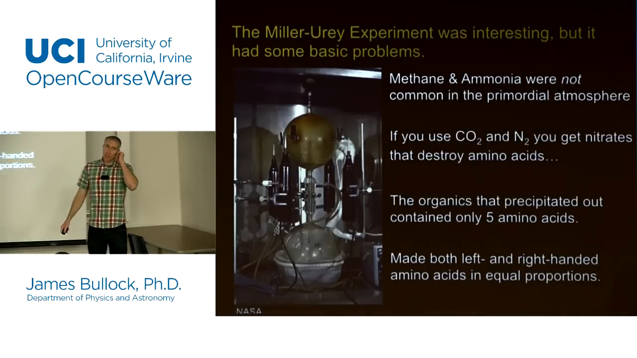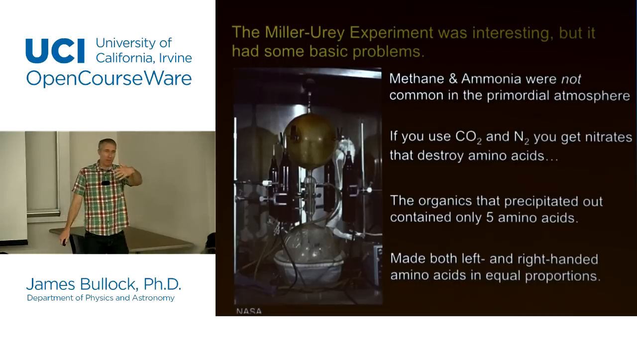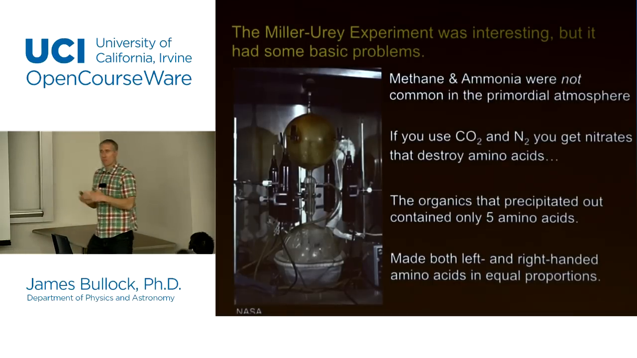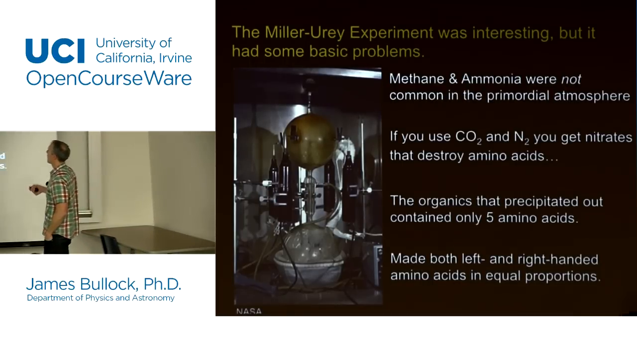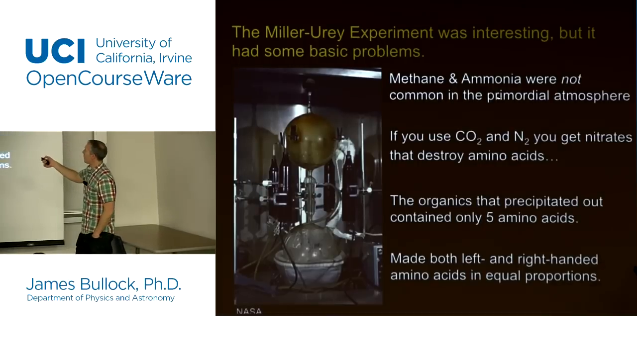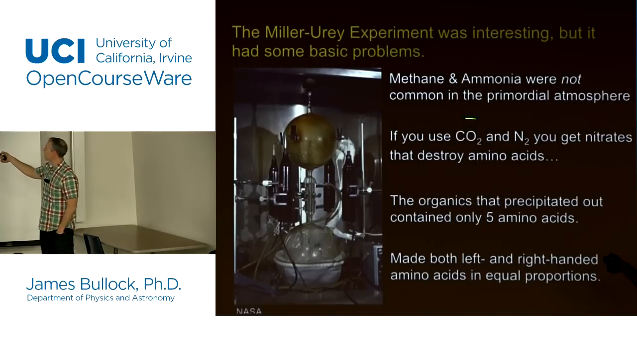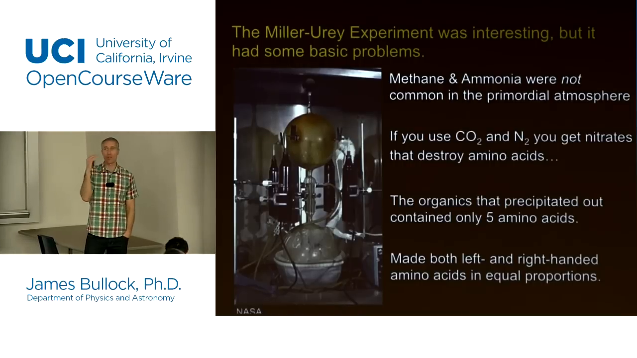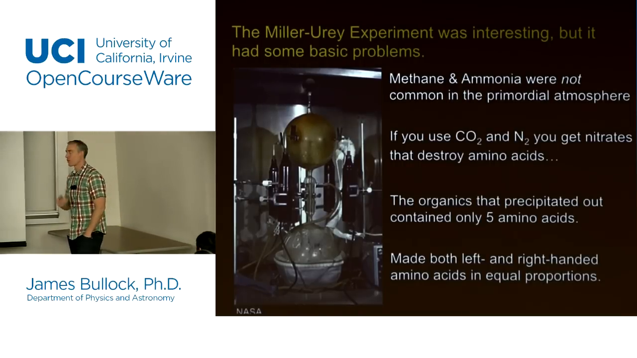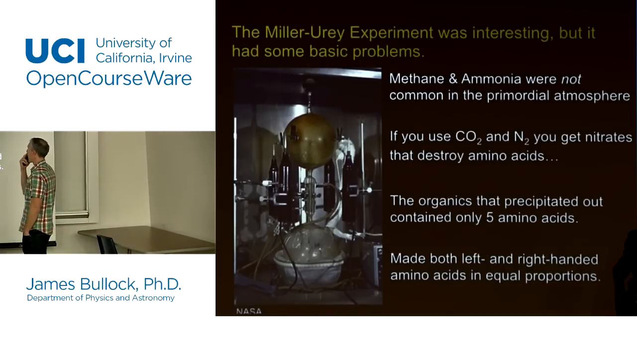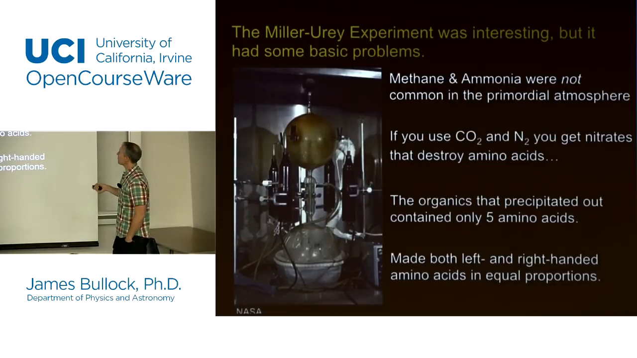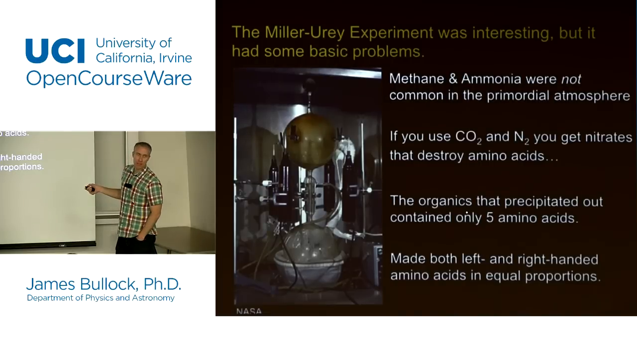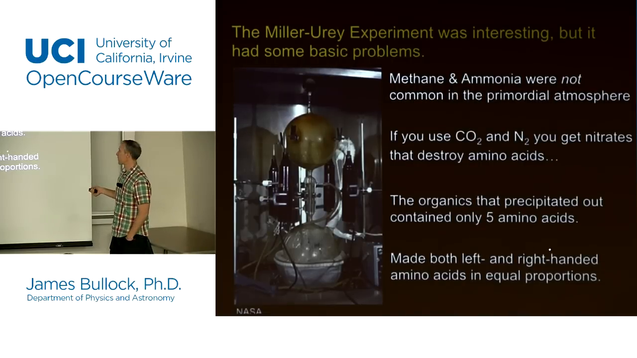Now the problem is this experiment, it turns out, had some problems. Okay, it got people really excited, but it wasn't quite perfect in the end. One of the things is that methane and ammonia, things that they stuck in, we actually don't think were common in the primordial atmosphere. So they had stuff in there that we don't think was appropriate for an early atmosphere on Earth. The other thing is that they produced only 5 amino acids, and there are 22 amino acids that take part in life on Earth. Okay.